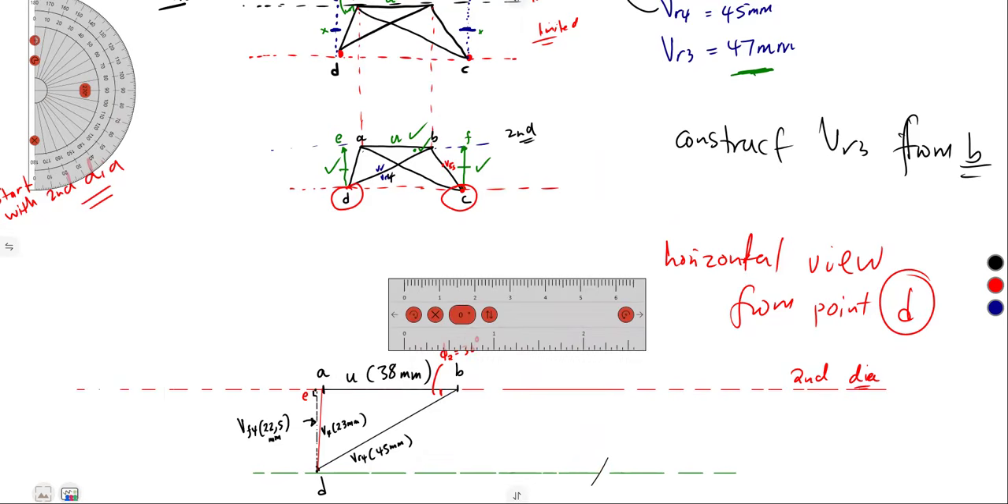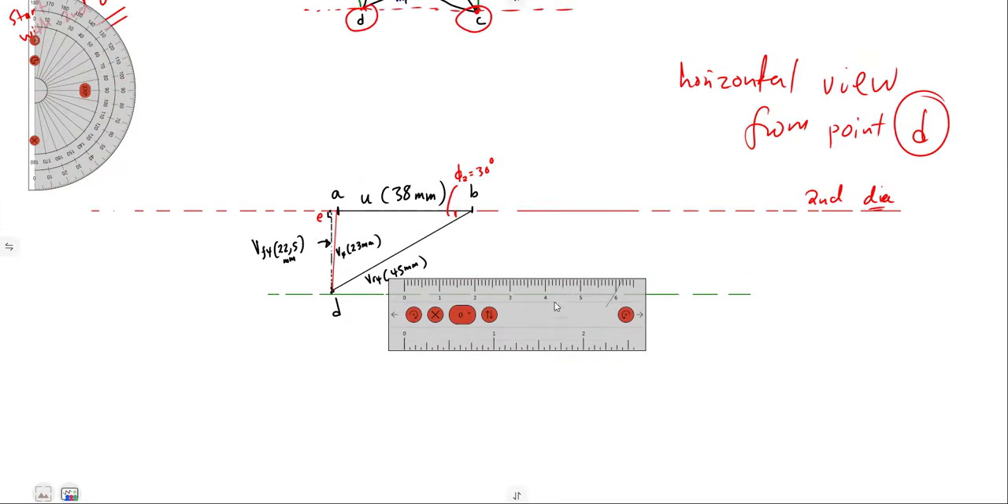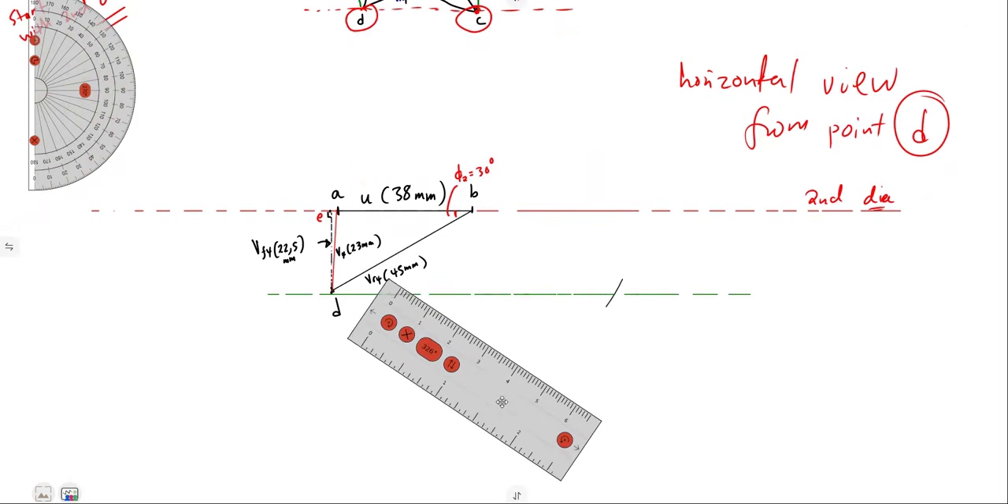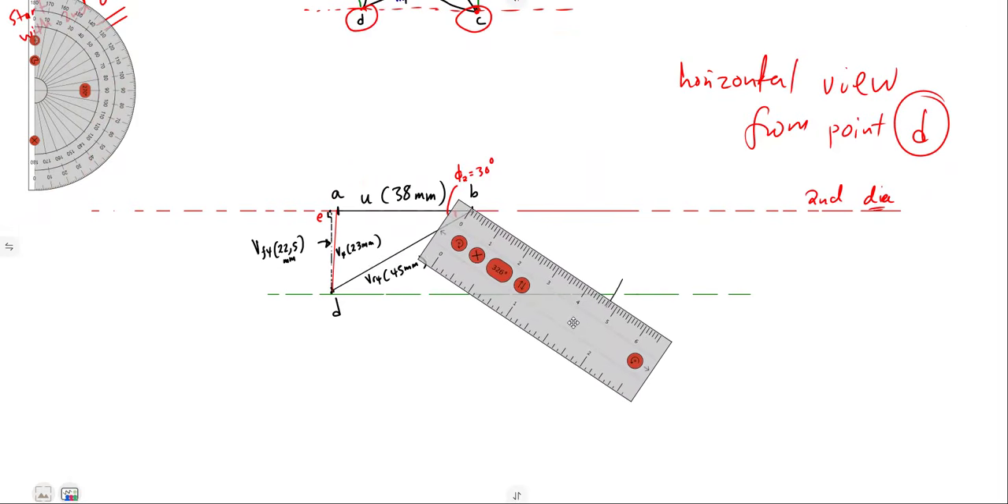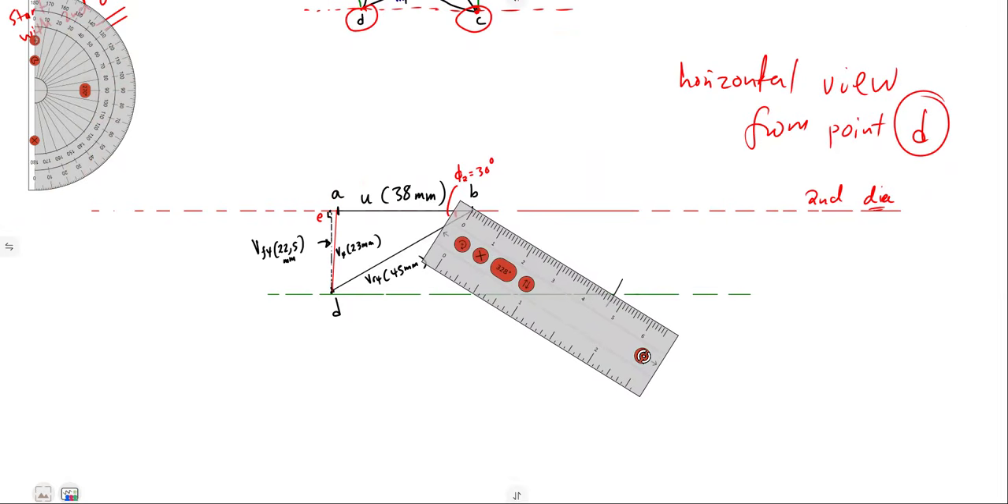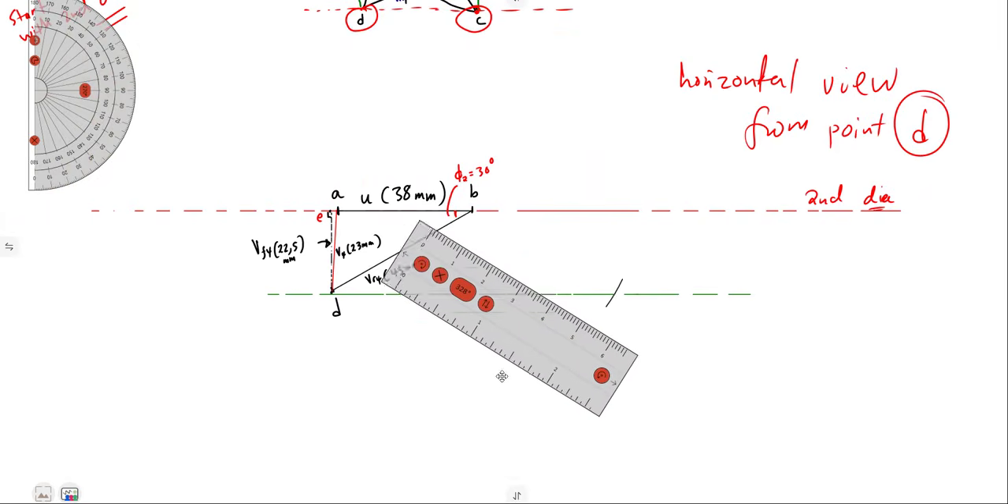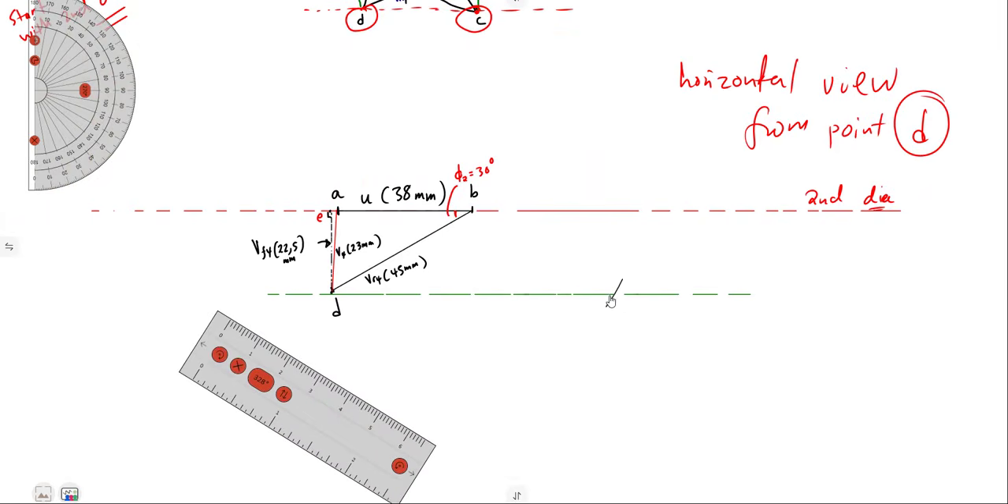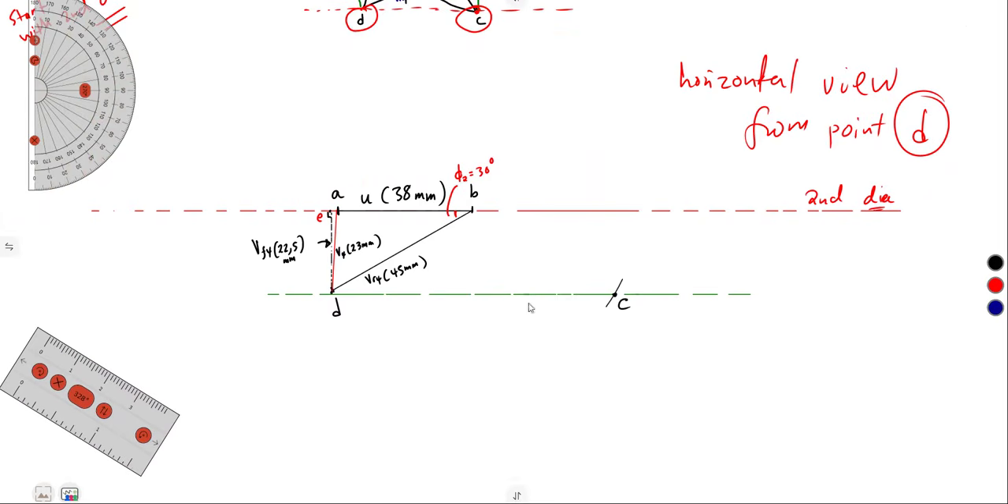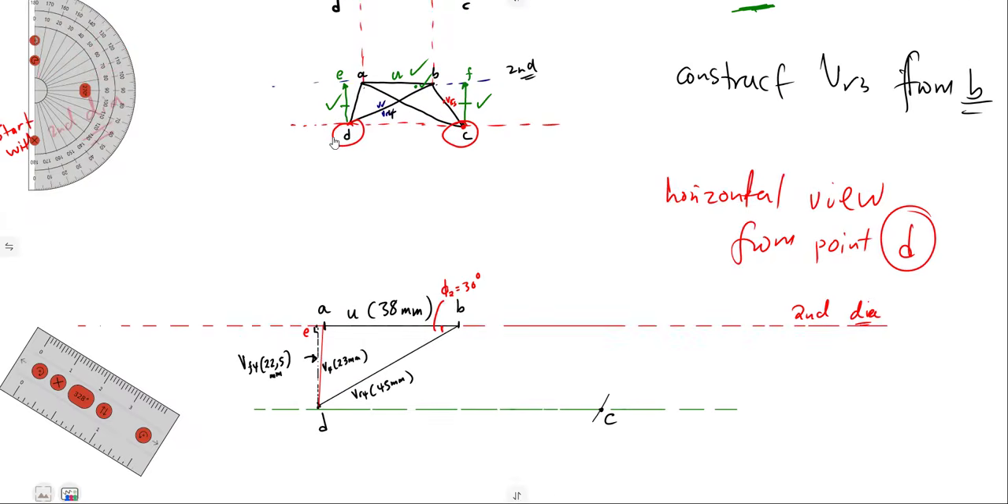Let me just confirm with the ruler because these can just differ. So here I'm going to place the ruler at B, then 47 millimeters. Yes, it's somewhere there exactly. So you mark that arc on the horizontal view. So you know automatically that's your point C. As I said, D and C will be on the same horizontal line.